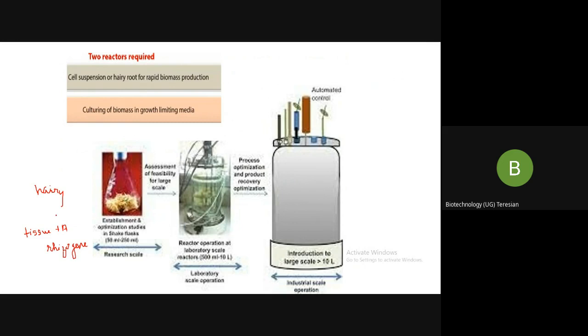So I will infect my tissue with the bacterium called Agrobacterium rhizogenes. The very word is telling us that this bacterium has affinity towards the roots. It can infect the roots. So under in vitro conditions, we are going to infect the tissues with rhizogenes.